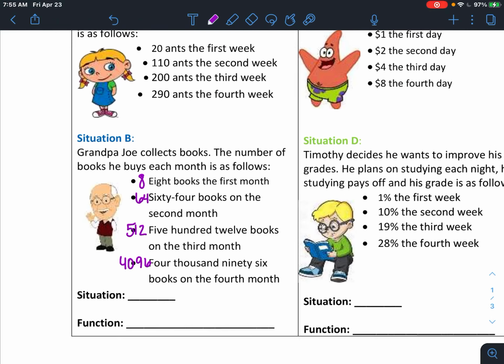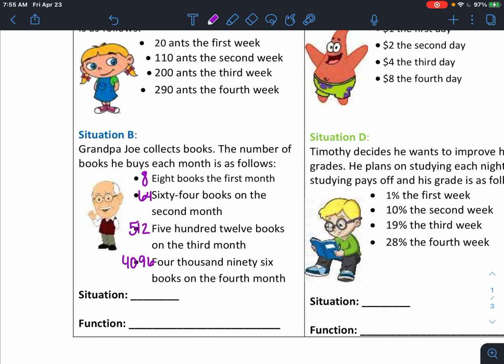Looking at these two numeric sequences, 20, 110, 200, 290, and then 8, 64, 512, and 4,096, which one looks exponential? Meaning which one looks like it's increasing at a quick rate? That is one of the bigger indicators of an exponential function, if you're increasing or decreasing very quickly. In this case, situation B looks like it's increasing quickly.